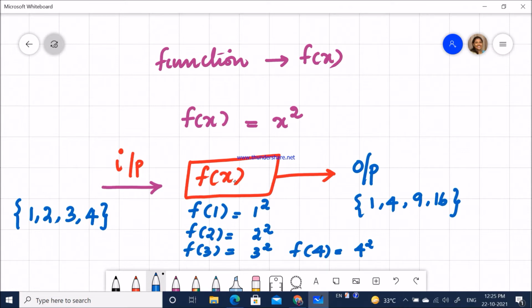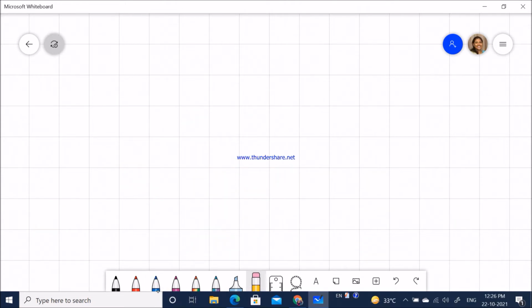So we have applied a function using particular inputs, that is 1, 2, 3, 4, substituted with values ranging from 1 to 4 in this function, and we have obtained outputs as 1, 4, 9 and 16. Okay. Now next we will be dealing with the function notation.